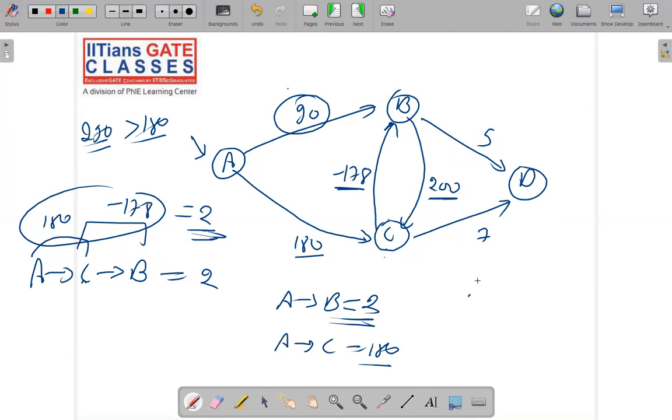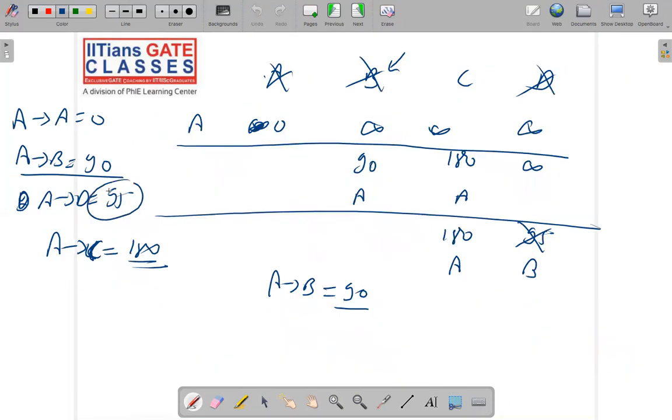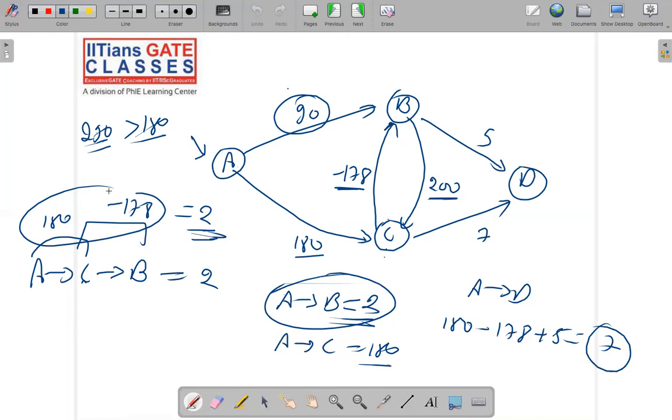But what is A to D? If you think manually, you know that A to B is 2. Then from A to C, then C to B, then B to D, how much cost will it be? Like 180 minus 178 plus 5, it will be 7, right? Right now it's showing that A to D is 95, and here we are saying that it's 7.